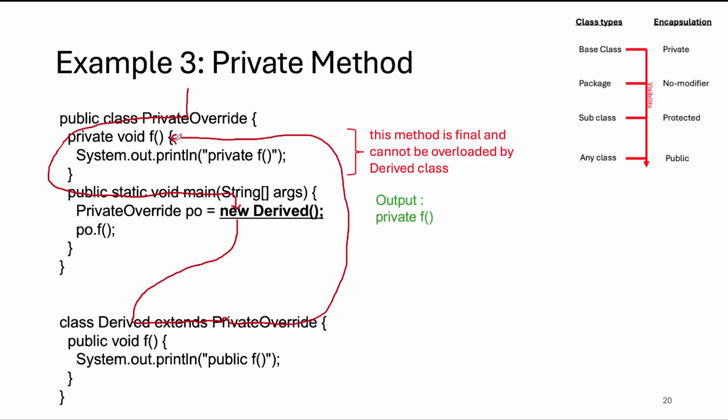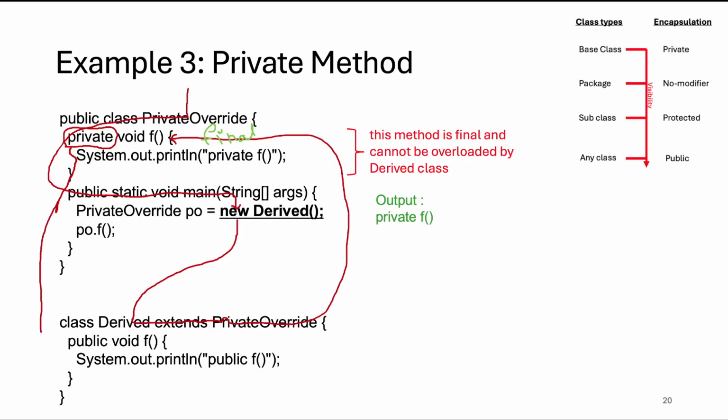At this f function, the compiler notices that this is a private function, which means this function is the final one. Because of this, it will be considered final, and then it simply takes this program and comes out.